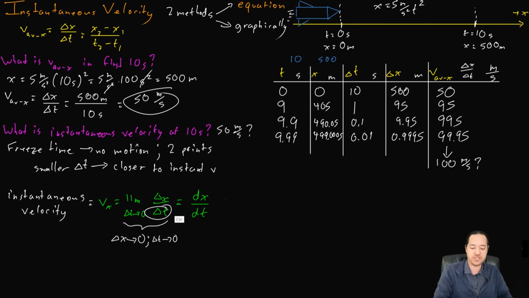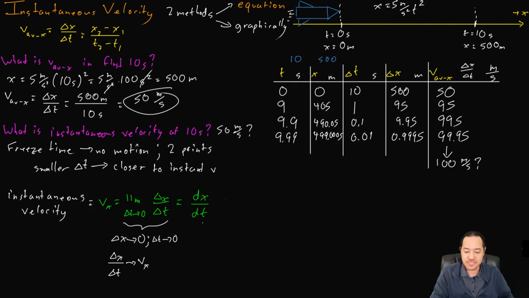Right? So we sort of have these two trends that are acting against each other. Delta x going to 0 makes the fraction go to 0. Delta t going to 0 makes the fraction go to infinity. And so what actually happens is that the ratio of delta x over delta t does not go to 0, and does not go to infinity. It goes to a finite value. And that finite value is the instantaneous velocity. Okay, so they kind of balance themselves out.